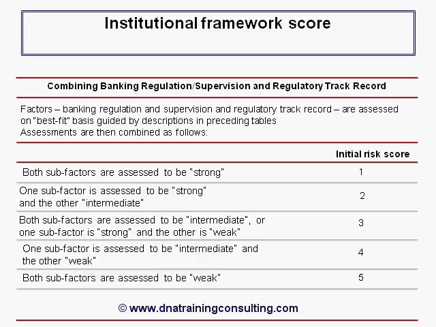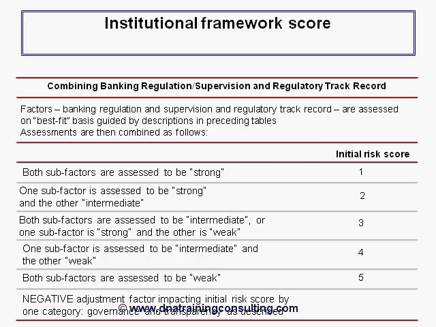The third subfactor, the adjustment for governance and transparency, now comes into the picture and generates a one-notch negative adjustment to the initial risk score under certain circumstances.